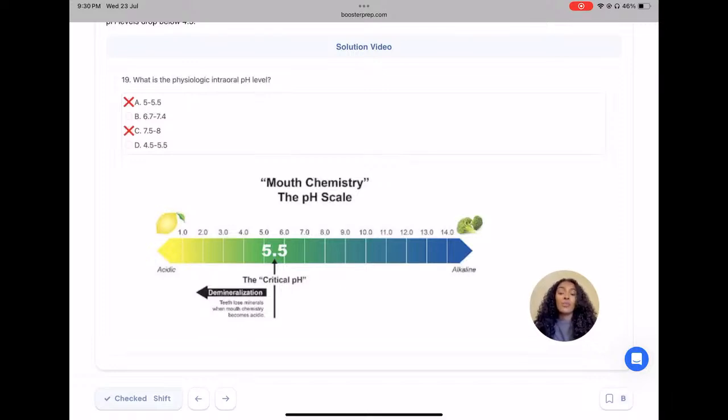Next is option D, which reads 4.5 to 5.5. So again, this is too low, and fluorapatite demineralization happens when the pH levels are below 4.5. So this is incorrect. And it leaves us with option B, 6.7 to 7.4. This is within the physiological range, so this would be the correct answer for this question.